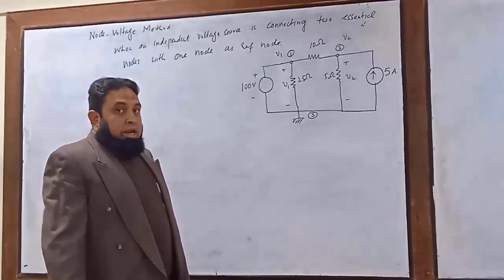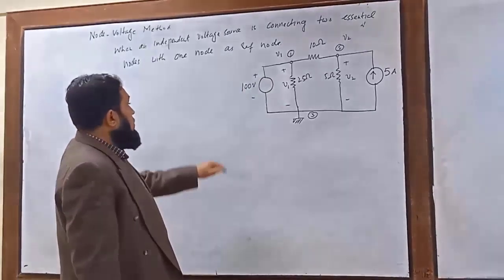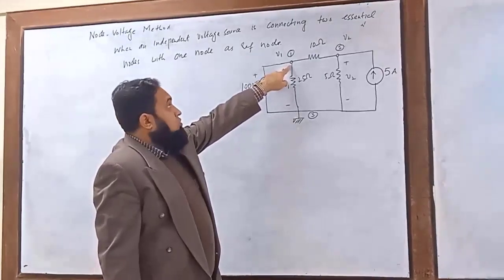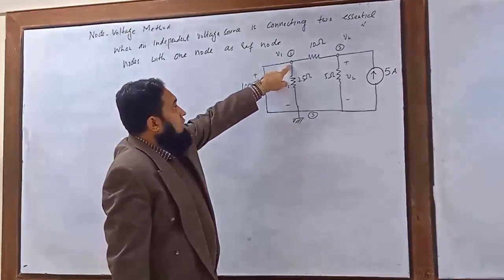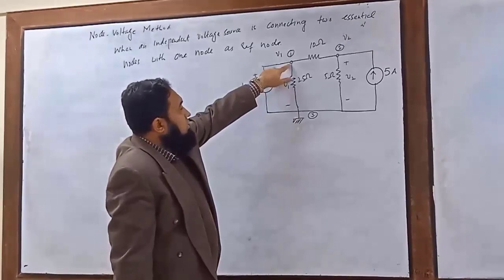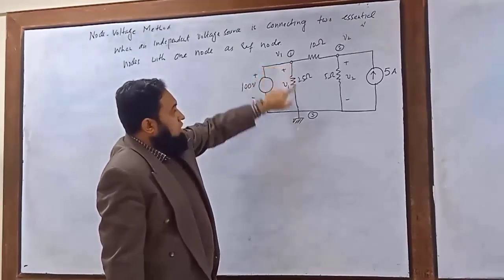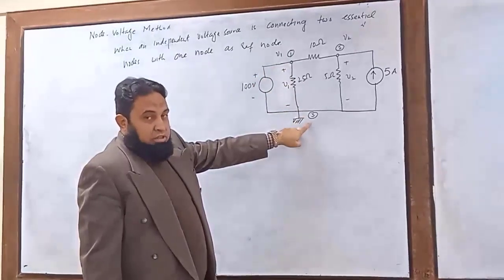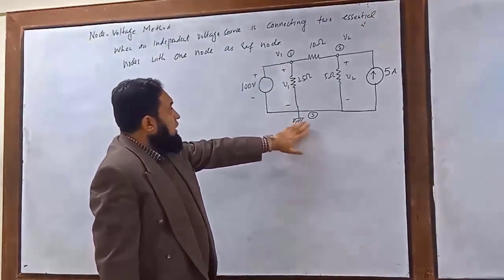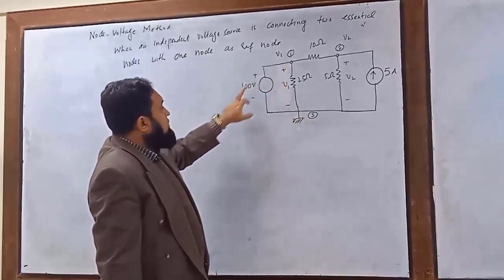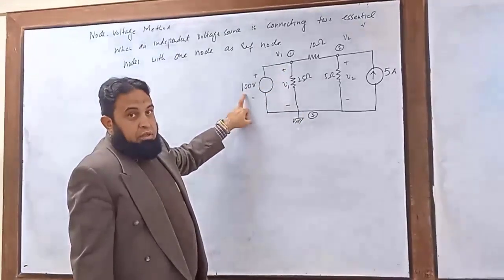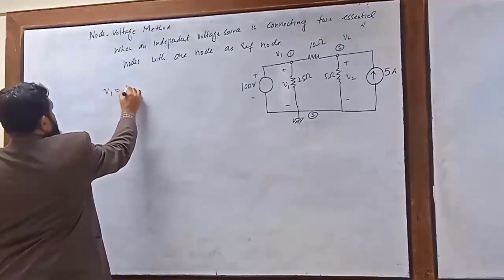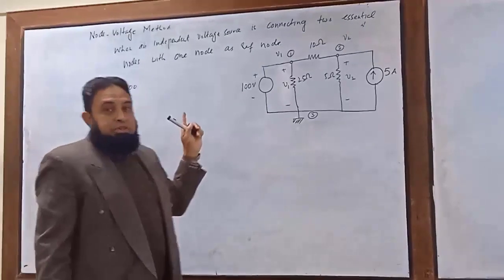So if you want to write the voltage equation, what will happen if we write it at node number 1? We have V1, the voltage at node 1 with respect to the reference node, node 3. You see here this voltage is equal to 100 volt. So V1 is equal to 100 volt, and it basically constrains us from writing the voltage equation here.